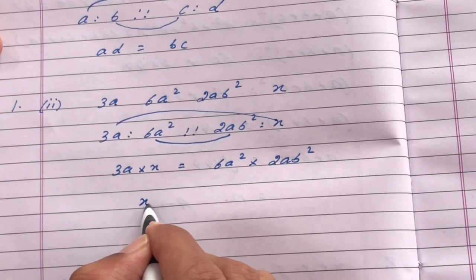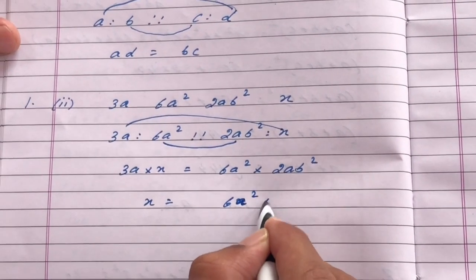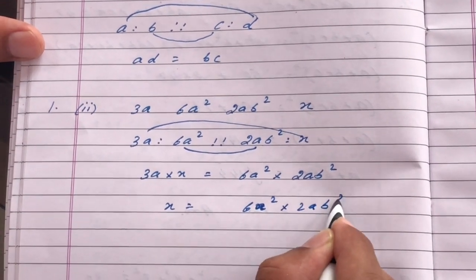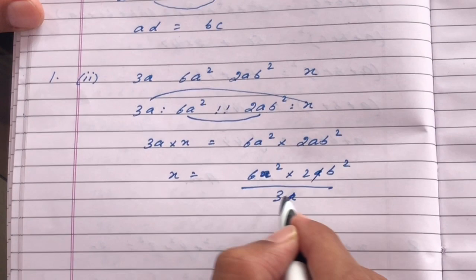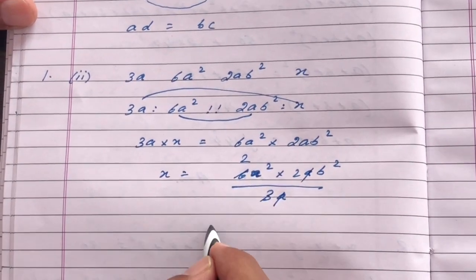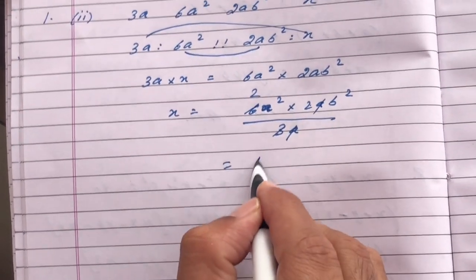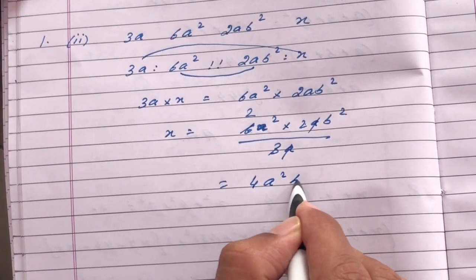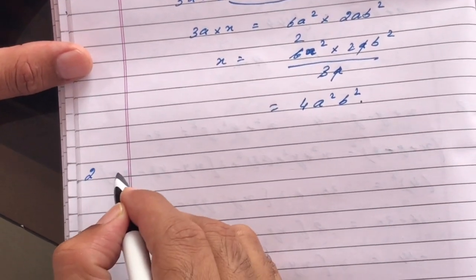So x is equal to 6a square into 2ab square upon 3a. A cancels with a, 3 2 is 6. So it is 2, 2 is 4, a square b square.